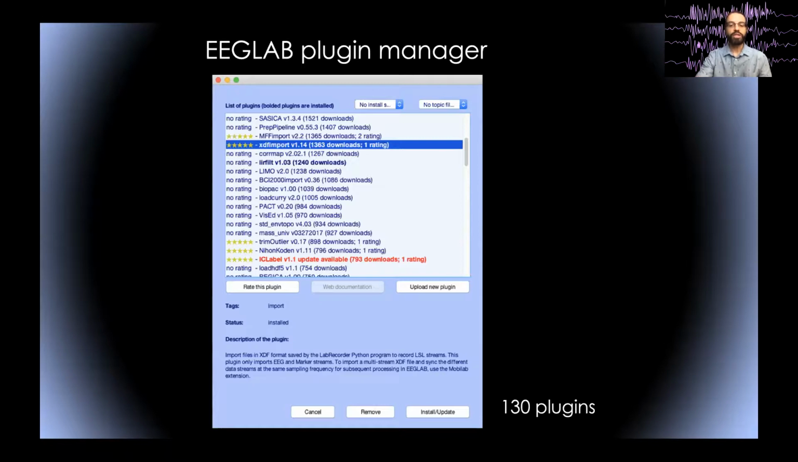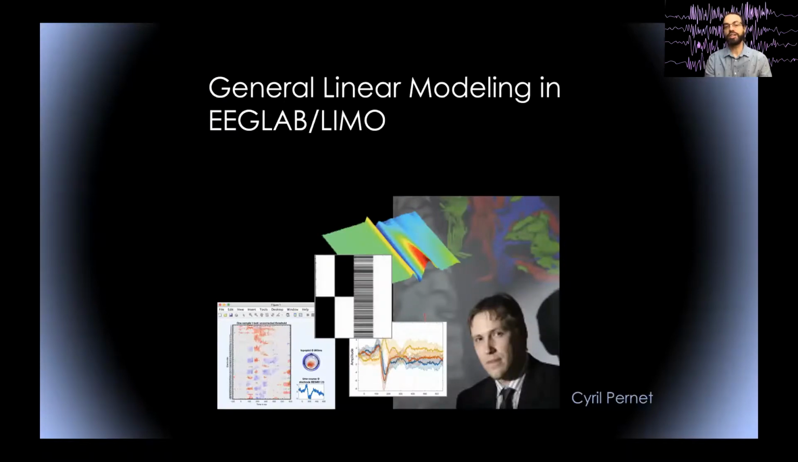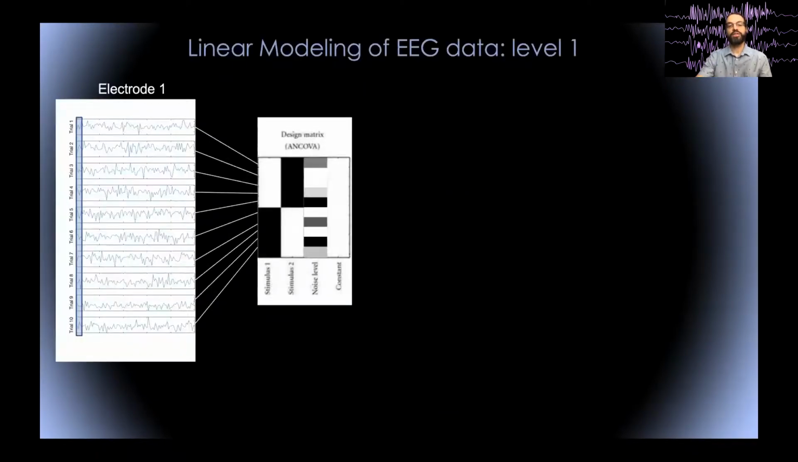So out of the 130 plugins, I'm going to show you 3, which I picked because I worked on them and I think they're interesting. First, the general linear modeling EEGLAB LIMO plugin, which we developed in collaboration with Cyril Pernet. This plugin allows you to do SPM-like analysis, so a 2-level hierarchical general linear model on EEG data, except it's better. At least that's what Cyril claims, because he's using surrogate statistics for calculating significance.